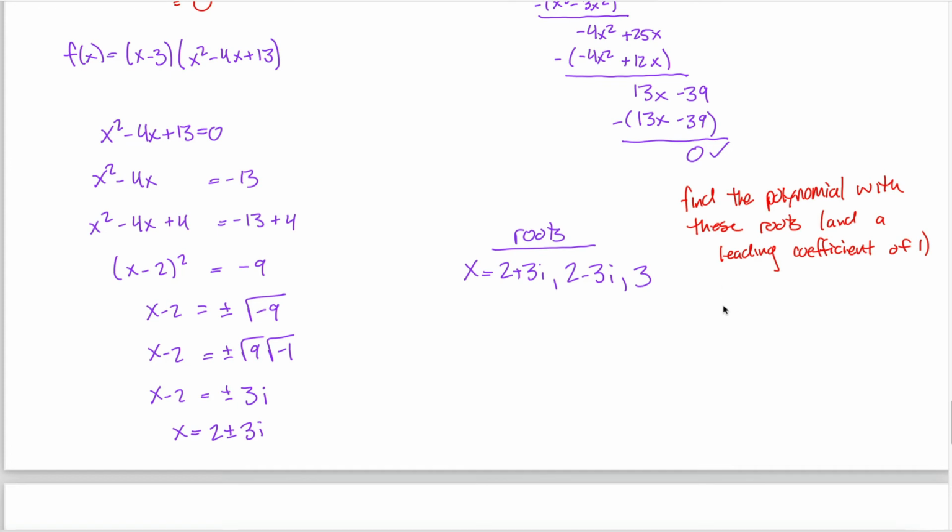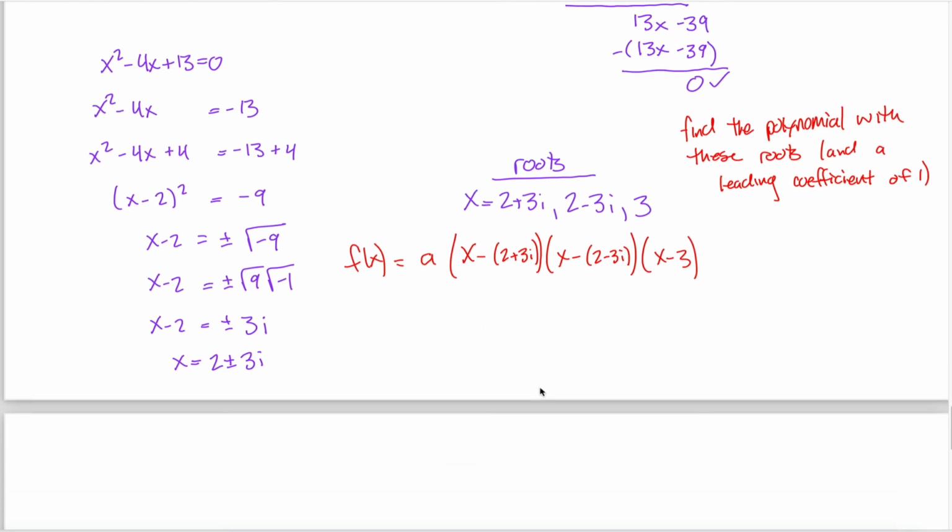And the answer is absolutely you can. What you would do is say, if 2 plus 3i is a root, x minus (2 plus 3i) must be a factor. And if 2 minus 3i is a root, x minus (2 minus 3i) is a factor. Be really careful with your parentheses. And if 3 is a root, x minus 3 is a factor. So my polynomial must be the product of those things, and there might be some constant term out in front. I'll represent that constant term with an a, and I'll solve for that later.